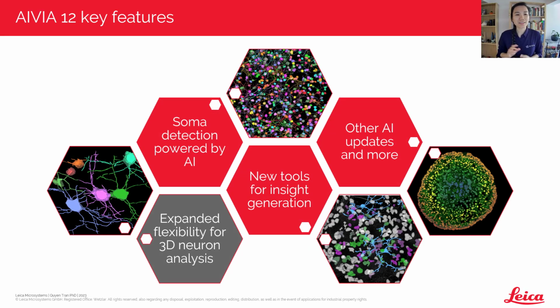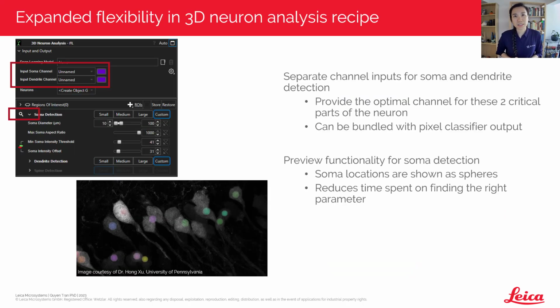Now, let's look at the next set of key features for Aivia, which is the expanded flexibility of our 3D neuron analysis recipe. There are two updates here. First, we have separated the channel input for soma and dendrite. This allows you to utilize the most optimal channels you have for these two critical components. It also allows you to bundle this with the pixel classifier output, which I'll show you a little bit more in our demo later on. If you only have one channel for both soma and dendrite, don't worry, that's not a problem. You can simply select the same input channel for both the soma and the dendrite.